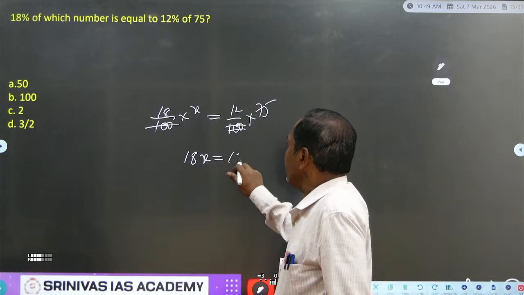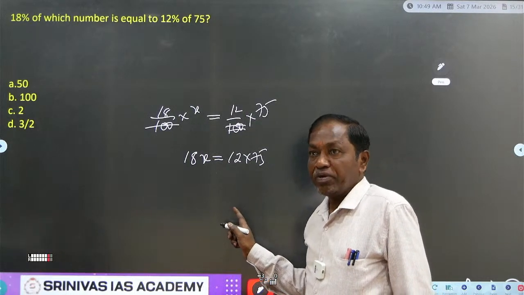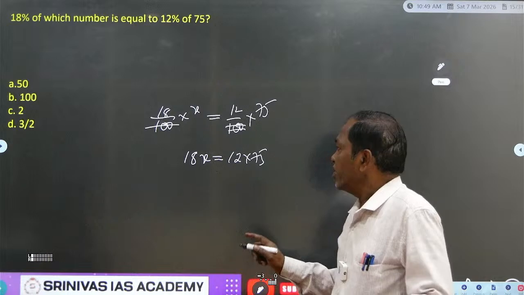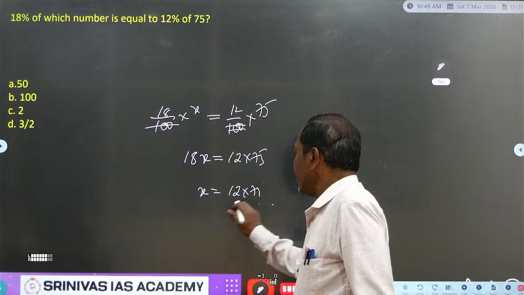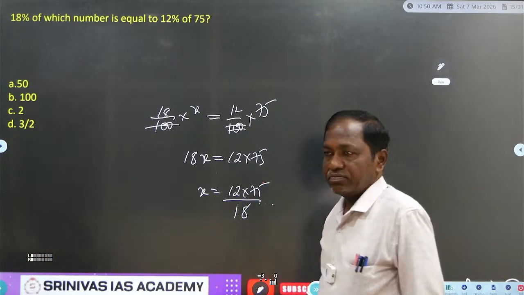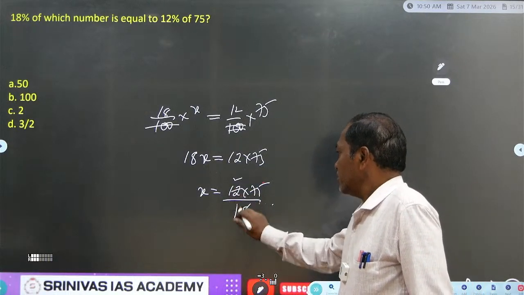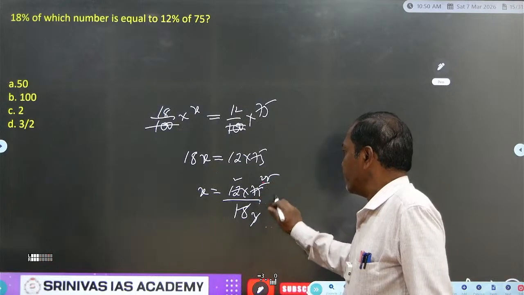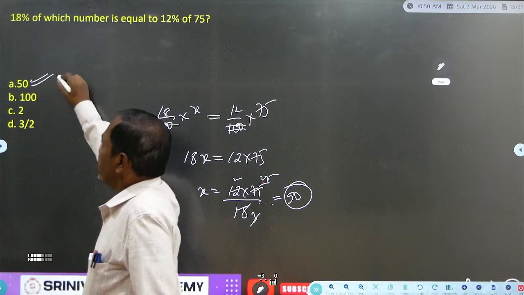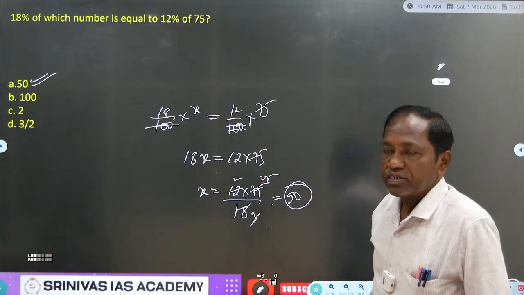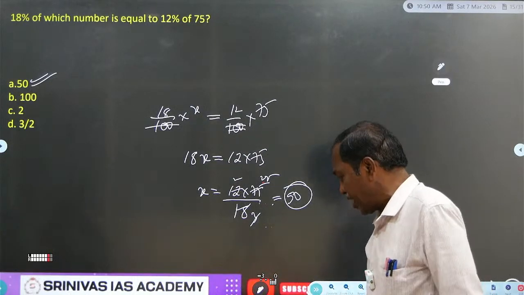18x equals 12 into 75. Again, don't multiply the numbers, it becomes a very huge value. The next step is X equals 12 into 75 by 18. Now we have to solve. 6 2s are 12, 6 3s are 18, 3 1s are 3, 25. It means 50. Option A. When there is an equals or ratio, numerator versus numerator and denominator versus denominator can be cancelled.